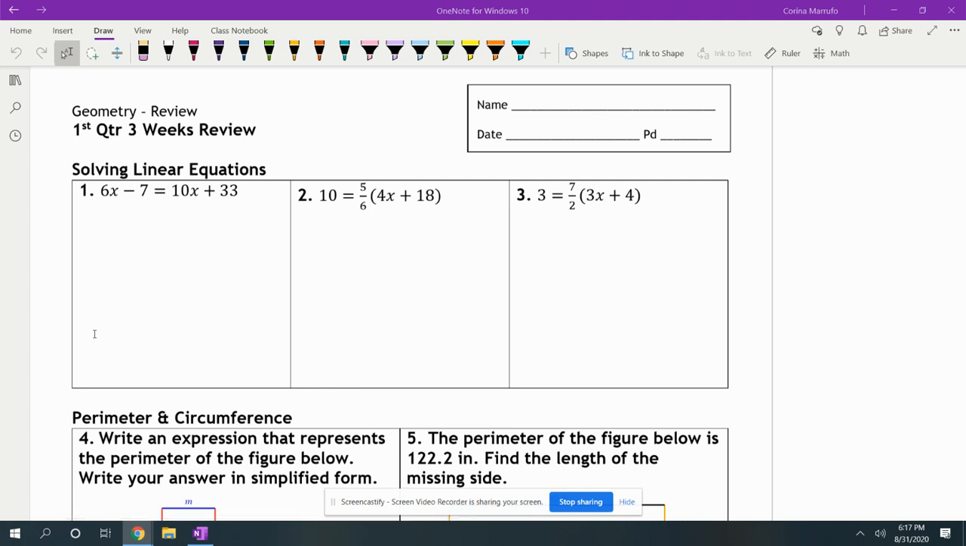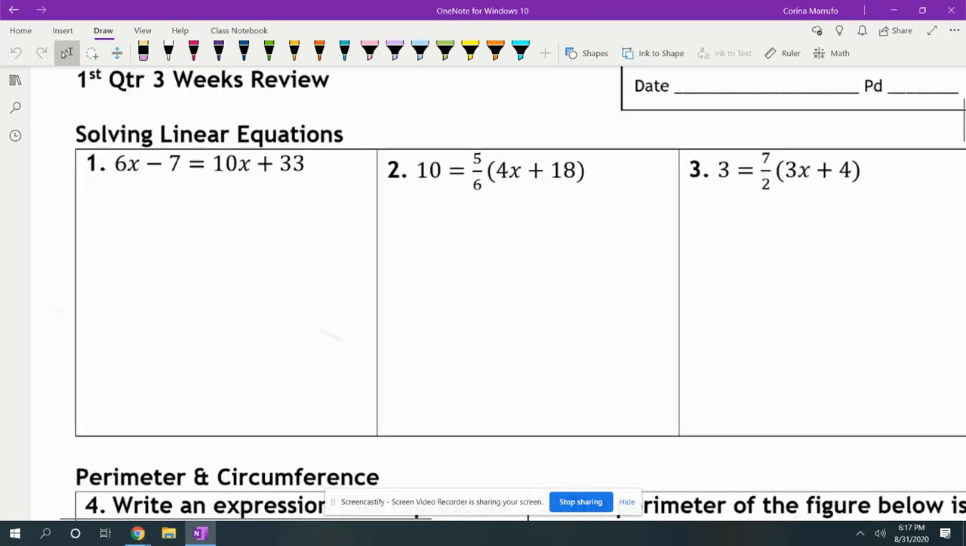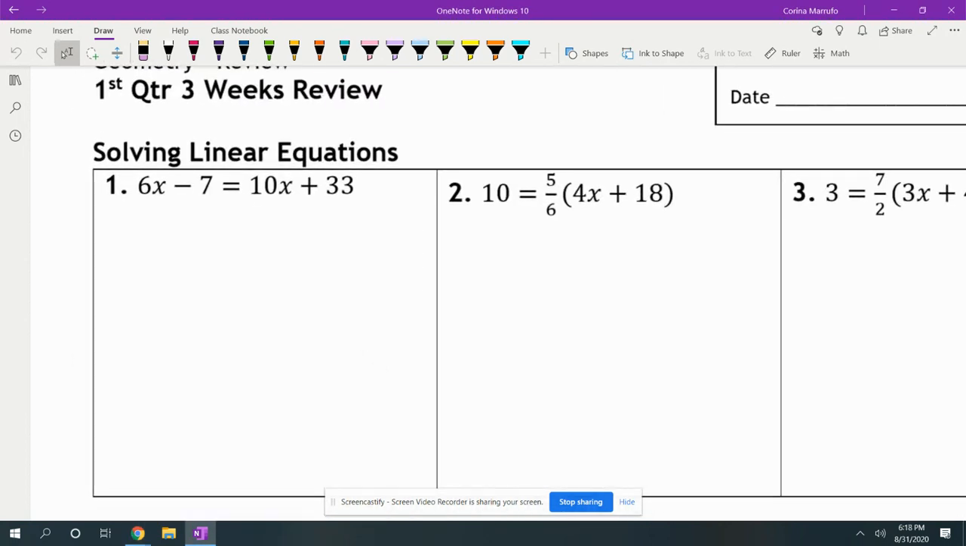Today we're going to be reviewing for your test. So let's go ahead and solve linear equations first. So here we have 6x minus 7 equals 10x plus 33. So to solve for x, we need to get them on one side first. So we're going to subtract the 10x first.